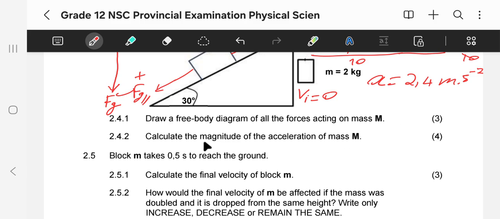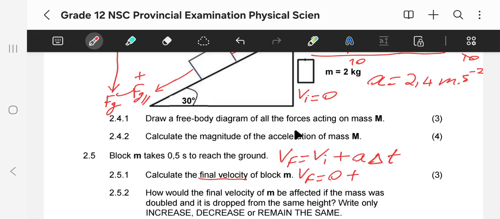So for us to calculate the final velocity of block M, we will use any of the equations of motion, but the ones we use have to have time, they have to have initial velocity and the velocity that we are looking for, which is the final velocity. The formula that is coming to mind for me is Vf is equal to Vi plus A delta T. Vf is what we are looking for. Vi is the initial velocity, which is 0, and acceleration is going to be 9,8.